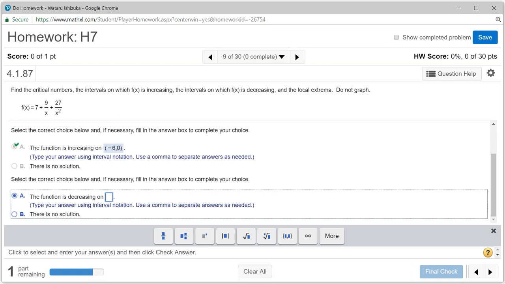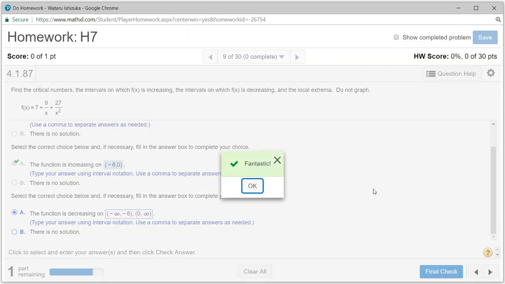Next question: the function is decreasing everywhere else, so it's going to be negative infinity to negative 6, comma, 0 to infinity. Let's check the answer. All right, we got that.